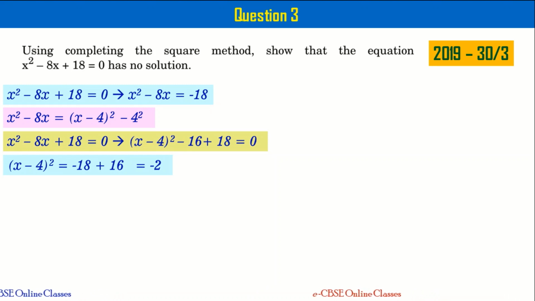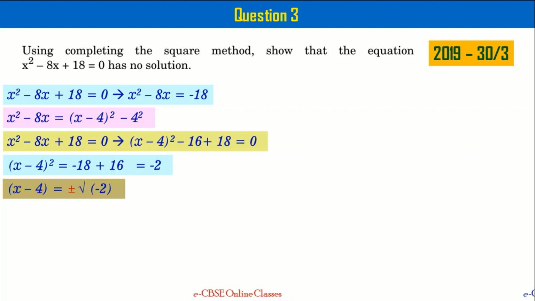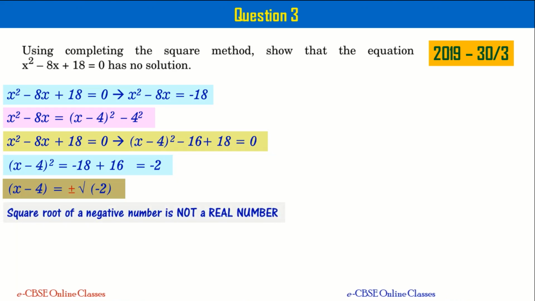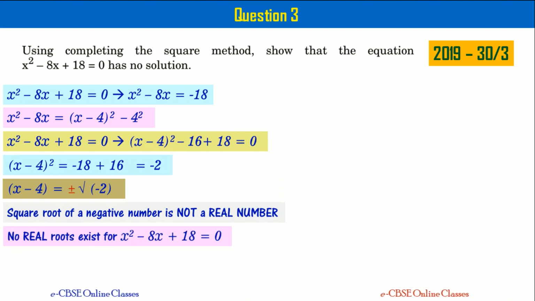So if you take the square to the other side, it becomes x minus 4 equal to plus or minus square root of minus 2. Please take a note of this. We know that square root of a negative number is not a real number, right? Means square root of minus 2 is not a real number. Hence we can say that no real roots exist for x square minus 8x plus 18 equal to 0. Let's go to the next question.